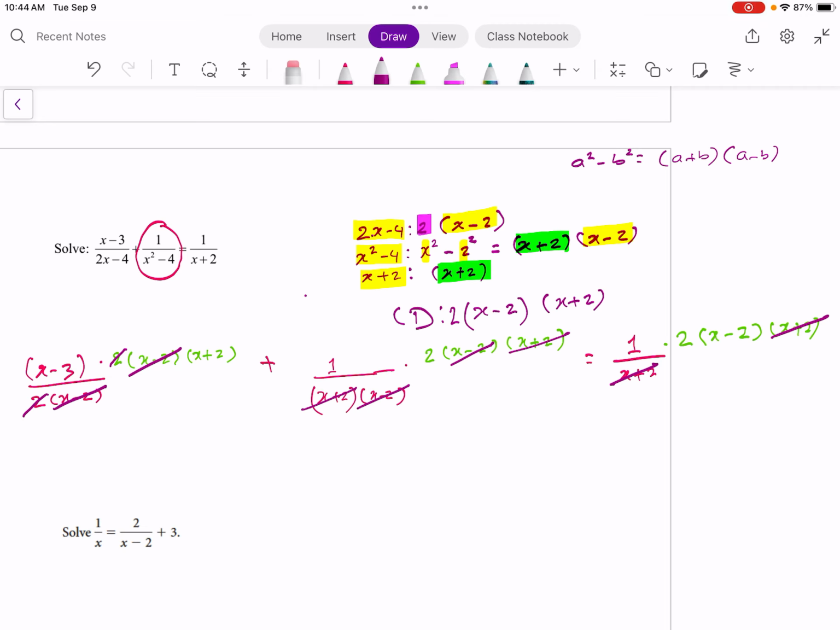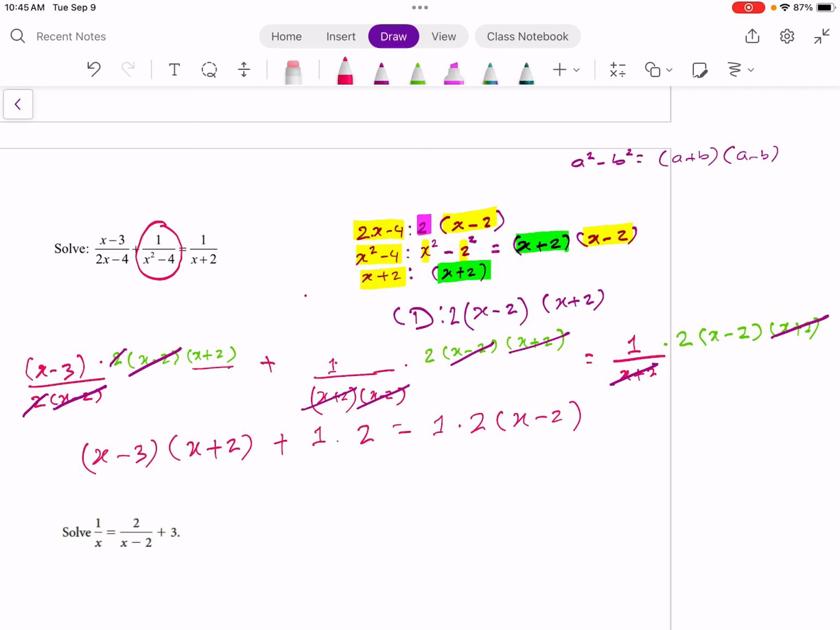Now let's rewrite the remaining expression. So we have x minus 3 remaining times x minus 2 remaining, x plus 2, plus we have 1 times 2 remaining. On the right side we have 1 times 2 times x minus 2. Once you cancel the common factors from numerator and denominator, you rewrite the expression left here.